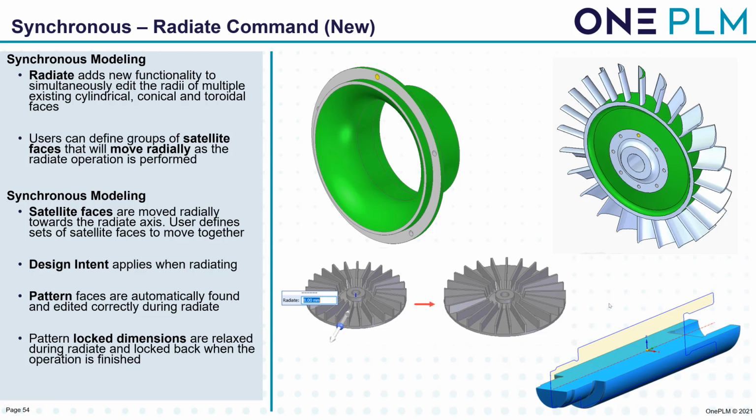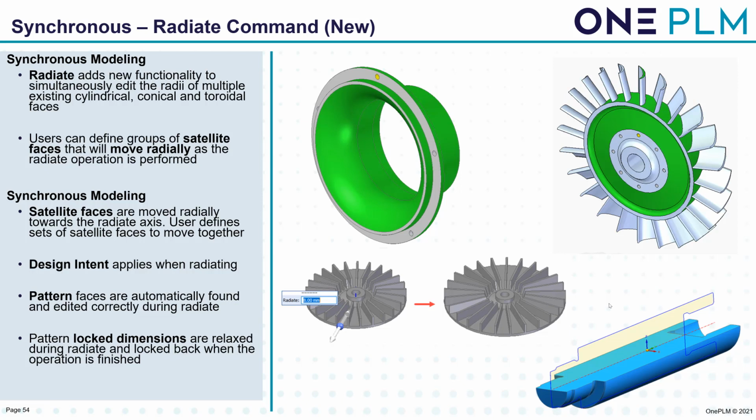So those that watched Realise Live would have seen Laura King Allison, previously Laura Watson, tell us about this Radiate command. So this is really cool. Synchronous users probably haven't seen any major changes in a while. So this allows us to simultaneously edit the radii of multiple existing cylindrical, conical, and toroidal faces. Users can define groups of satellite faces that will move radially as the radiate operation is performed. This is synchronous modeling, so the satellite faces are moved radially towards the radiate axis.